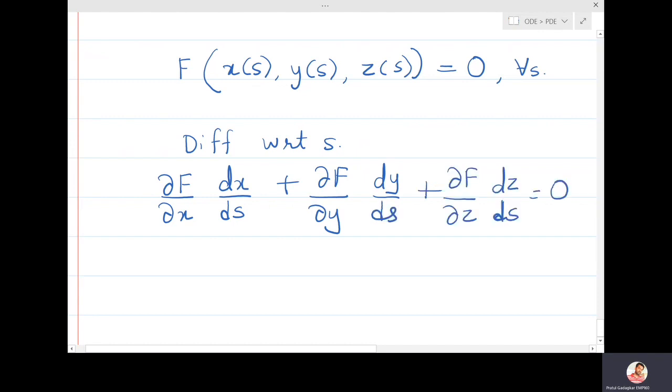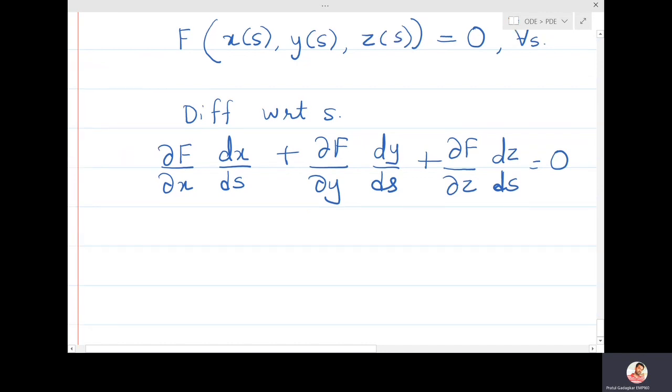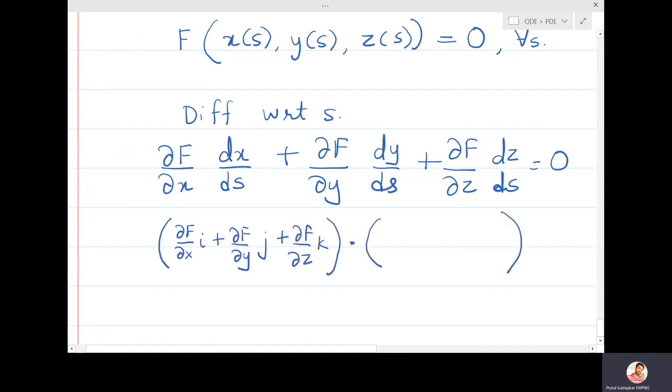Now look at this particular thing. This can be thought of as the dot product of two vectors. Now what two vectors are we looking at? We are looking at ∂F/∂x i plus ∂F/∂y j plus ∂F/∂z k. And the other vector we can look at is x'(s) i plus y'(s) j plus z'(s) k, and the dot product of these two vectors is becoming zero.